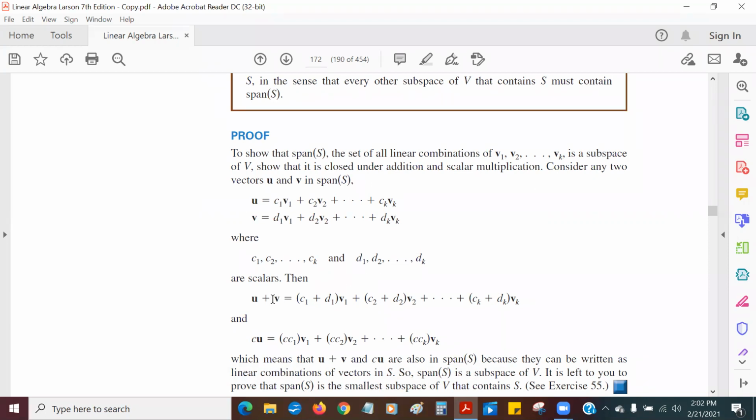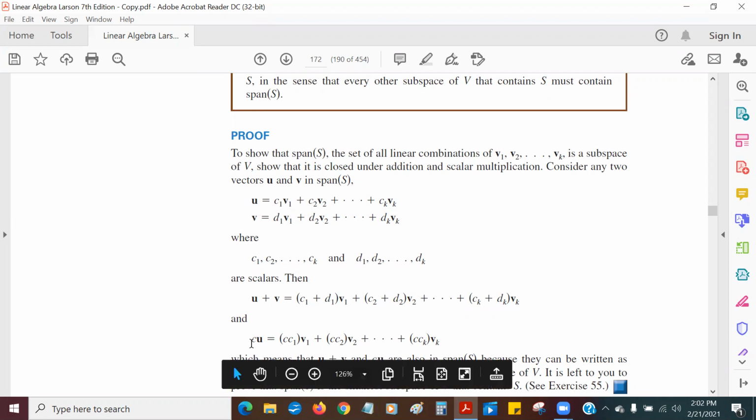Well, if I add u plus v and factor out the vectors, I get (c1 + d1), which is just another scalar, times v1, plus (c2 + d2) times v2, and so on. So the sum of these two vectors is a scalar times v1, a scalar times v2, up to a scalar times vk. Well, that is a linear combination, so by definition that's part of the span.